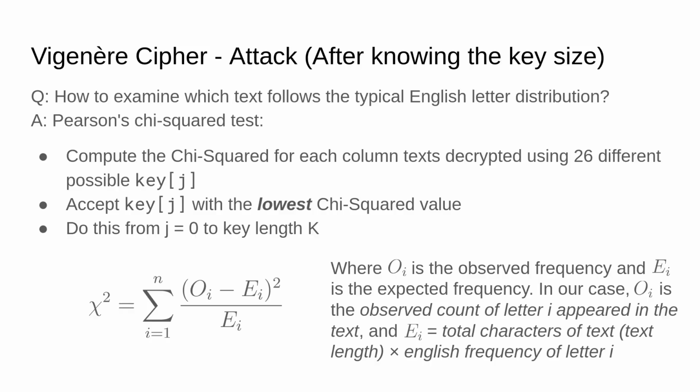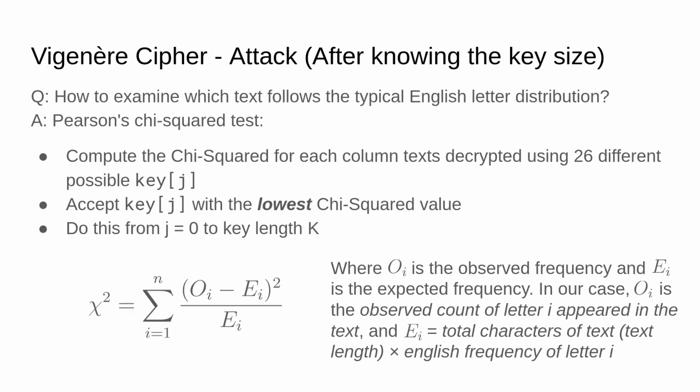Yeah, so any questions regarding the Vigenere cipher? Wait, just one more time. Like, E_i is what, the characters of the text? The expected frequency for the letter i. So i is a letter.